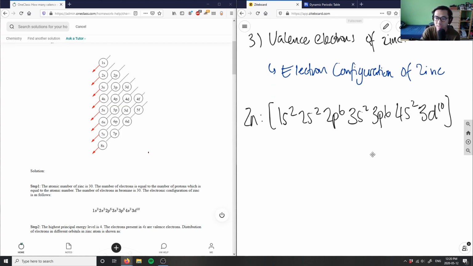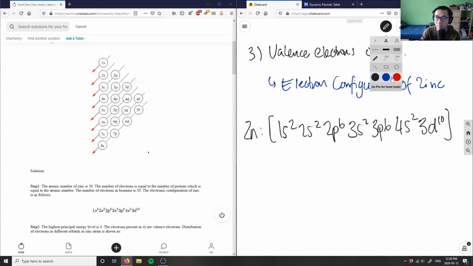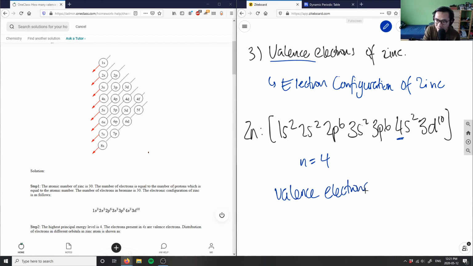So in this case, I'm looking at zinc and asking what the valence electrons are. Well, I'm looking at the highest principal quantum number, which here is 4. The principal quantum number of zinc is n equals 4, right? Because I'm looking at the greatest number here, 4. And then valence electrons are whatever electrons exist in that orbital. So 4s2, which means I have 2 s electrons, so my valence electrons for zinc: I have 2 valence electrons, because my principal quantum number is 4, that's the highest energy level for zinc, and in that energy level I have 2 electrons here.